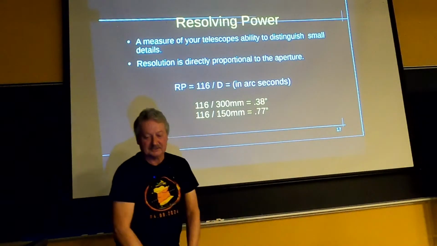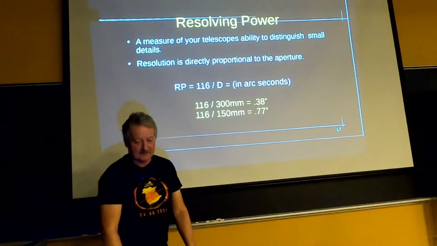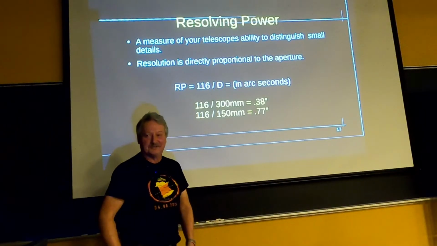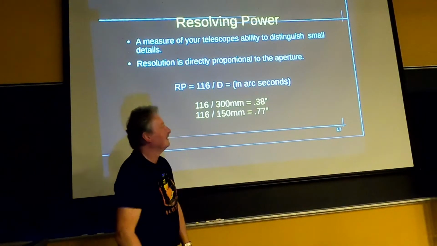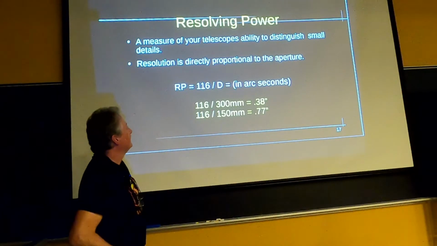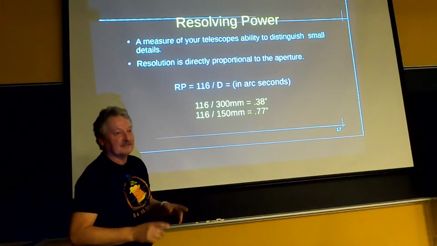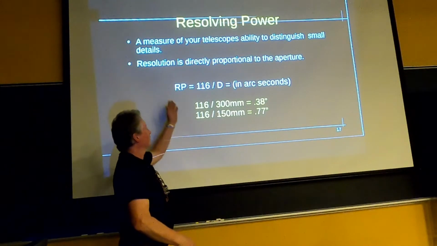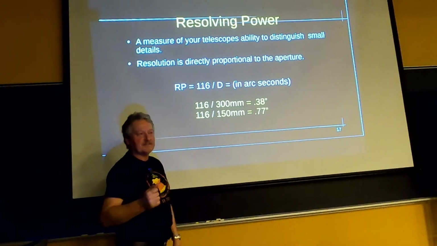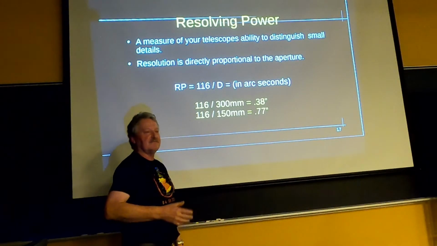Resolving power, and this is a technical one for people who want to know really how good your telescope is. You probably really don't want to know how good your telescope mirror really is, but it's a measure of your ability to distinguish small details. And the Dawes limit, Dawes came up with this formula here. It is a mathematical formula, but it was done visually.